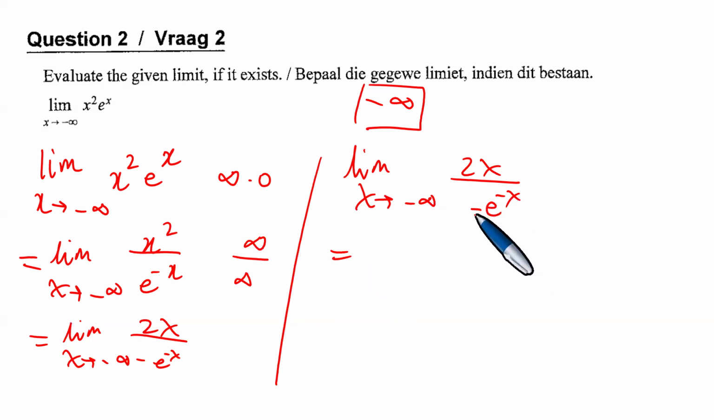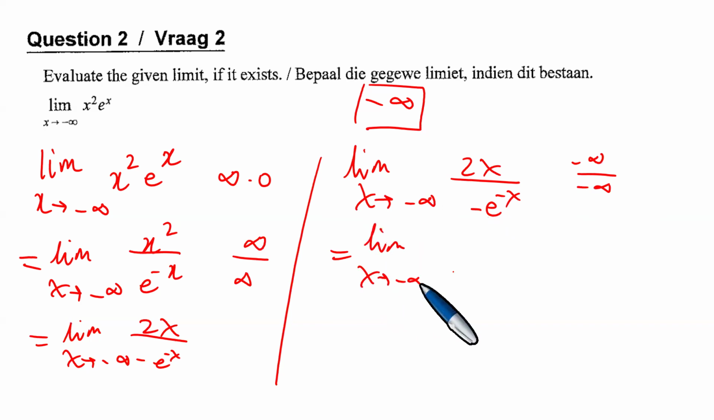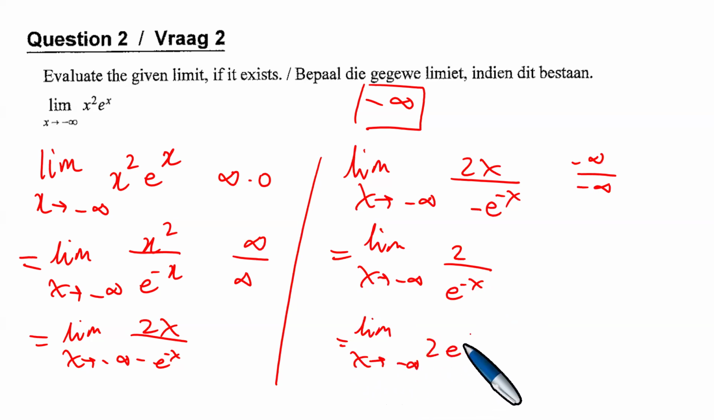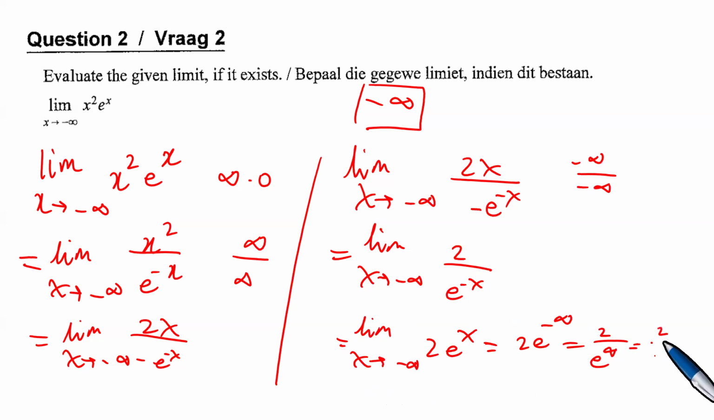At this point, if you look carefully, if you substitute minus infinity, the top is going to be minus infinity and the bottom is going to be minus infinity. Meaning you need to differentiate again and take the limit as x approaches negative infinity, which is 2 divided by e to the minus x. What are you then able to achieve at the end of this? You can write this as the limit as x approaches negative infinity of 2e to the power x. Therefore, it is 2e to the power negative infinity, which is 2 divided by e to the power infinity. That is 2 divided by infinity, which is 0. So this limit becomes 0.